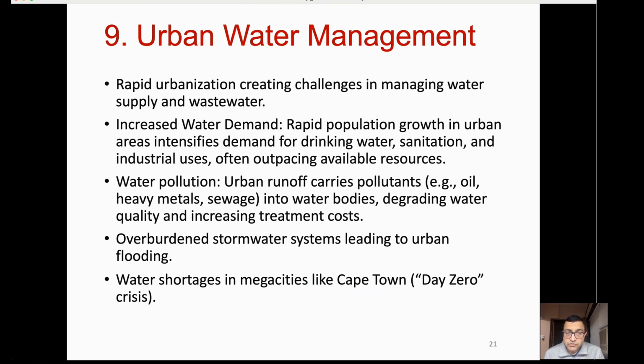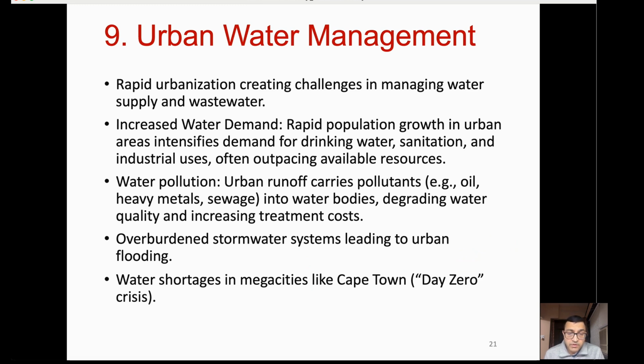So the rapid population growth in urban areas intensifies demand for drinking water because there are so many people concentrated in a smaller land area. That population density requires more drinking water facilities, more sanitation, more industrial uses, and the supply often falls short. The requirement outpaces the available resources.